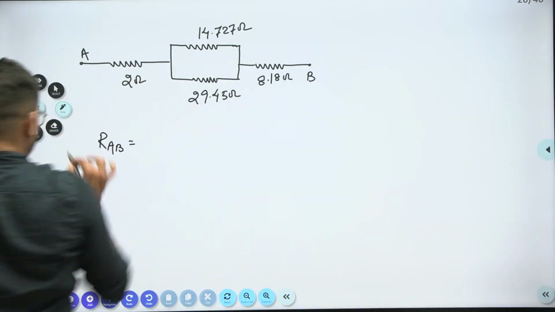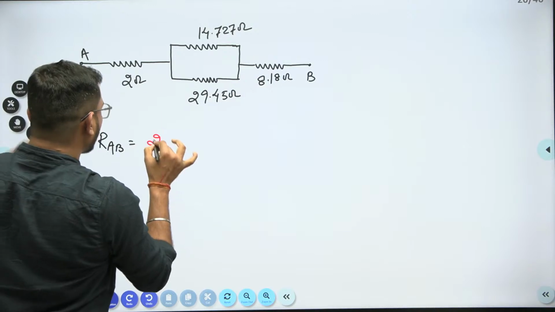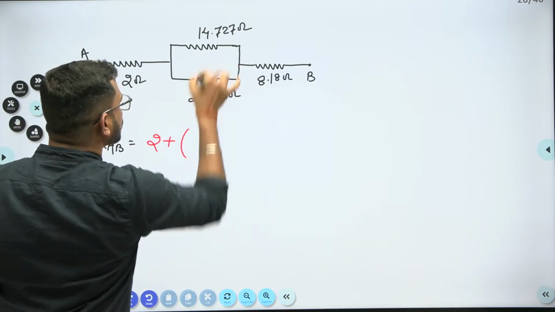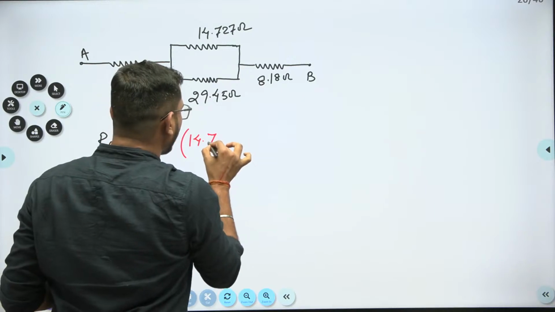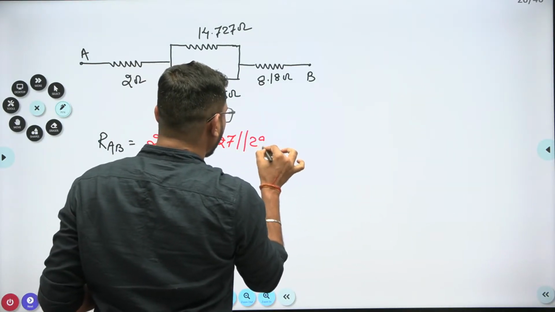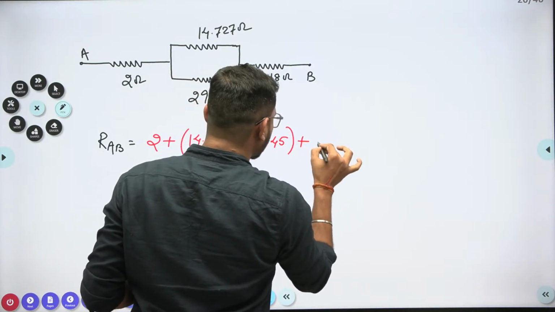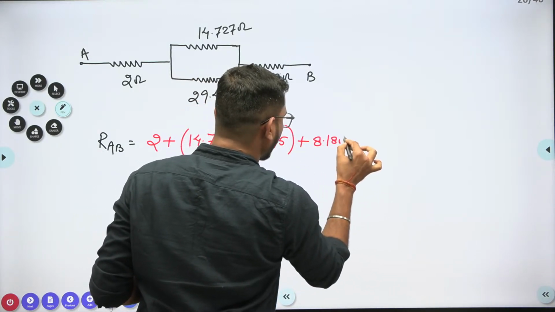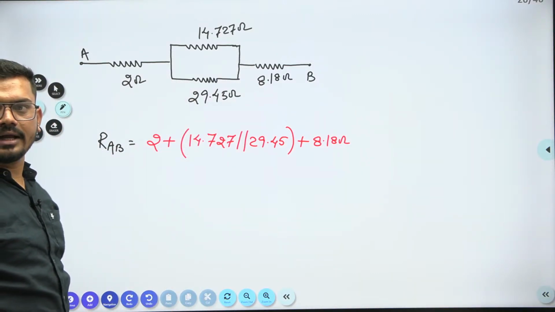Why are you just confusing? Just look right here at what I'm writing. So this is 2 plus what? So these 2 are in parallel. So this is 14.727, and this is in parallel with 29.45. Okay, and this is in series with the 8.18 ohm. Is it clear now? Yes or no? Okay, very good.